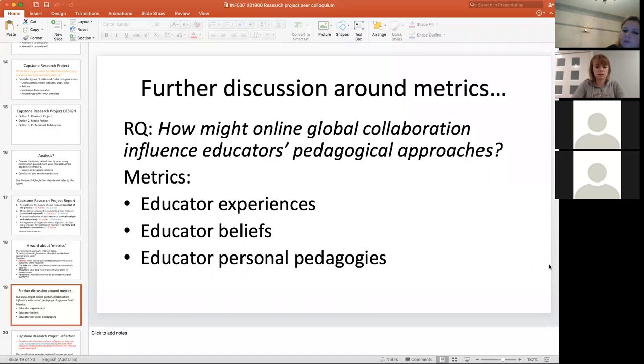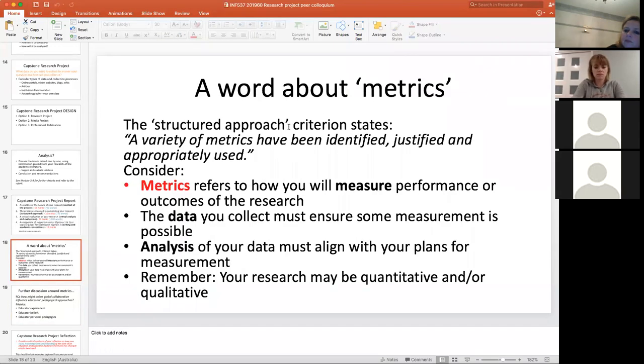Lorraine says, I can see how identified and justified makes sense, but we are not using it. Identified and justified. Well, that's what I'm just saying. It would be good if you could identify and justify your use of metrics. Okay? That's the point.